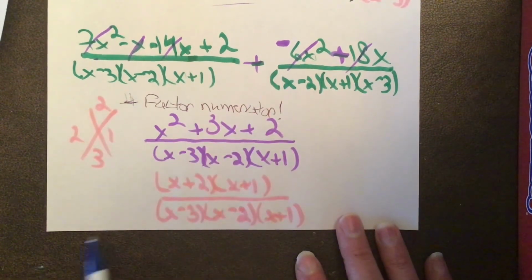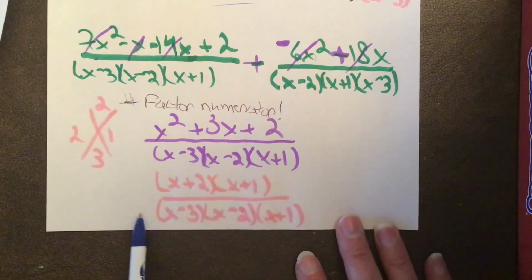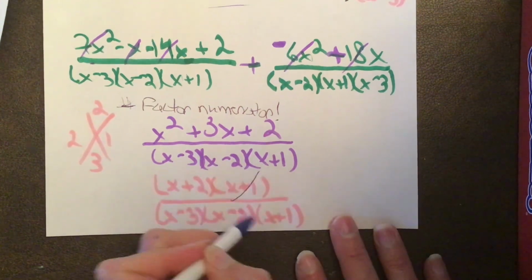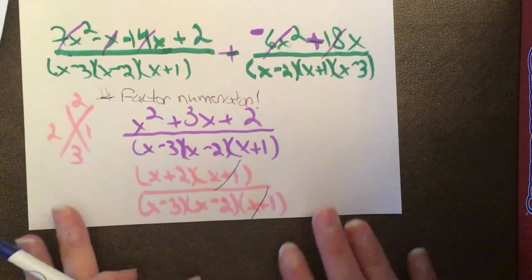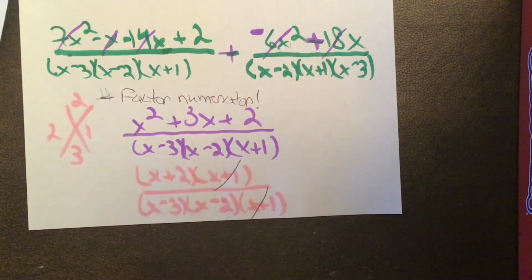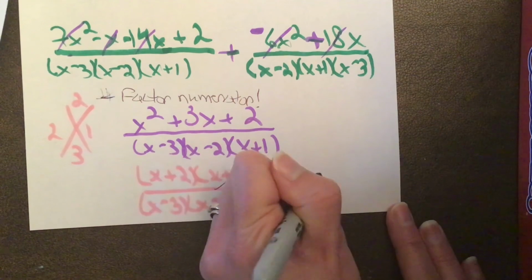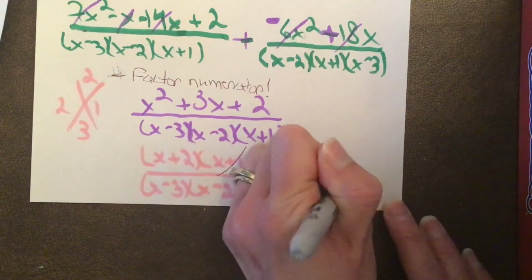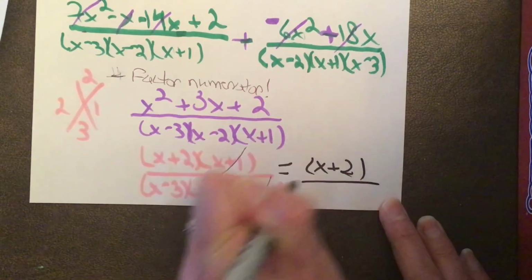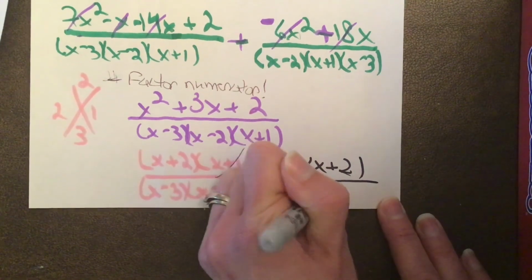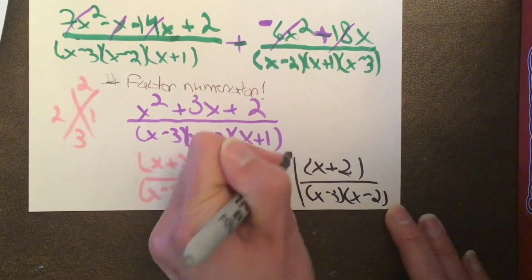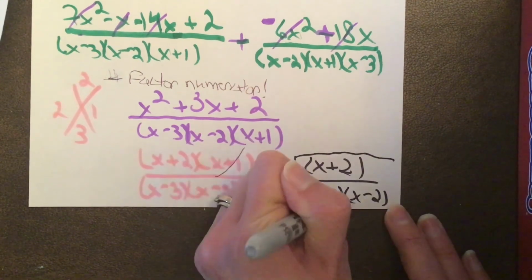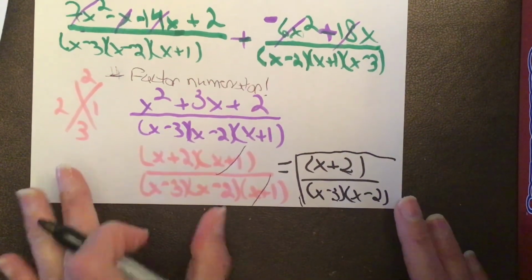So why does that allow me to simplify it? Well, now that I have it factored, you notice that that factor will cancel. I have an x plus 1 in my numerator and an x plus 1 in my denominator. So that's going to leave me with my final answer of x plus 2 on top. And then on the bottom, I have x minus 3, x minus 2. So there's my final answer.